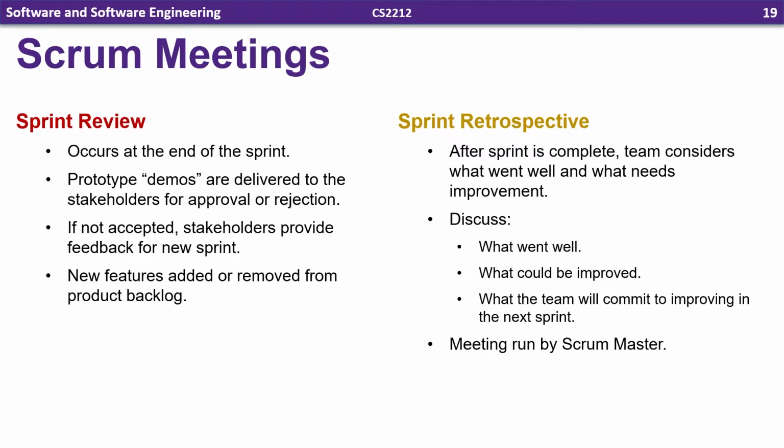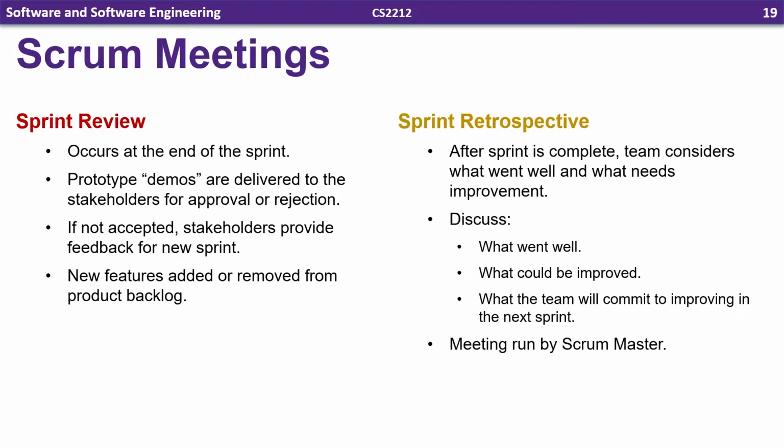There are 2 more meetings. One is the sprint review meeting, and that occurs at the end of a sprint. So the prototype they make, or the demos, are delivered to the stakeholders for approval or rejection. During that meeting, the product owner and possibly some other stakeholders are given the prototype and shown the demo, and they have to provide feedback for the next sprint.